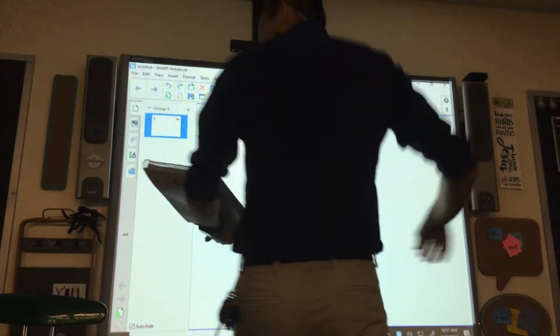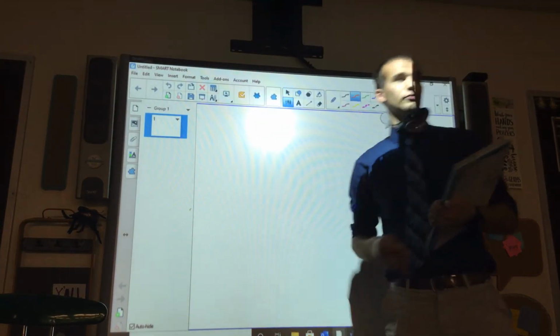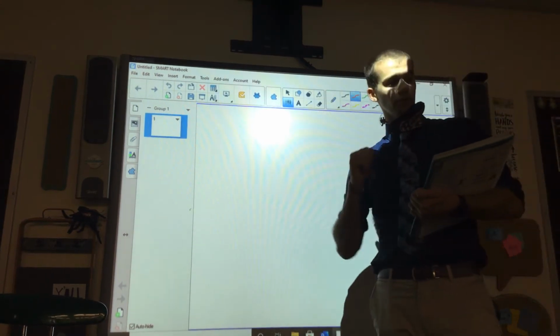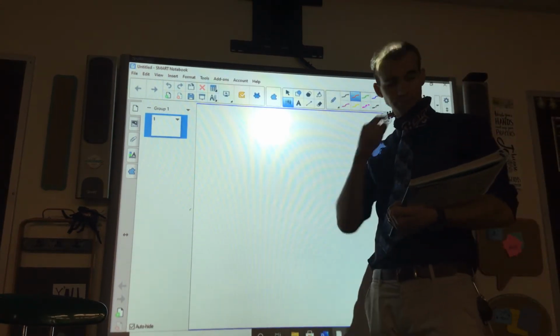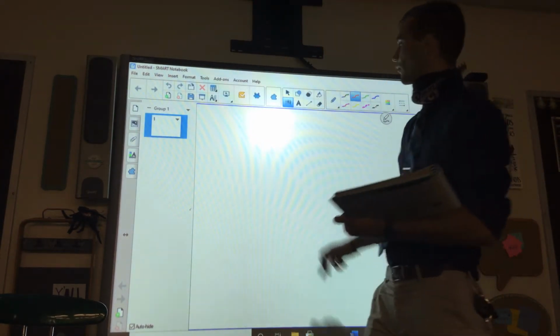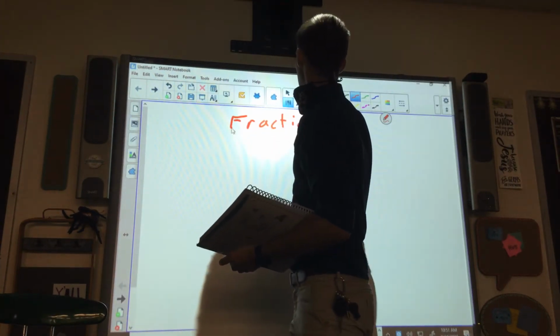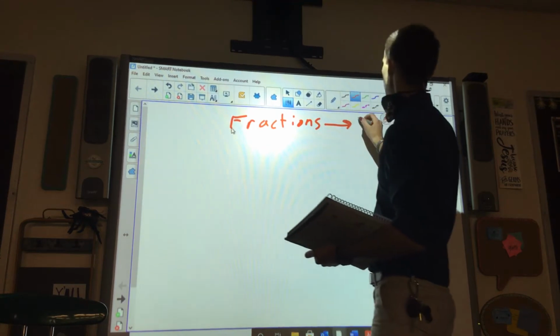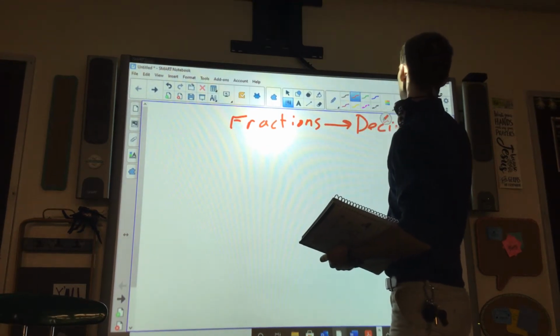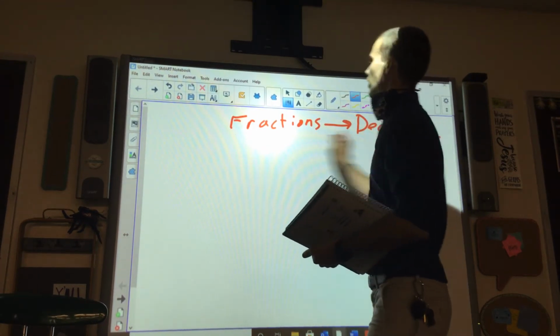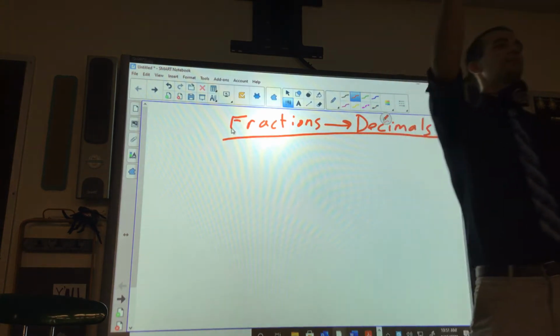All right, so we are on page 11. You should be on page 11 in your book, and if you're not, make sure you get there. Also make sure you're taking notes. So the top of page 11, what we're doing is turning fractions into decimals. You already know how to do this for ones, probably tenths and hundredths.